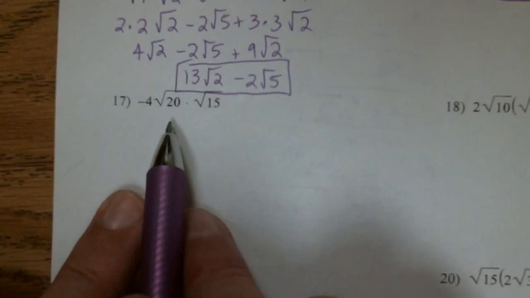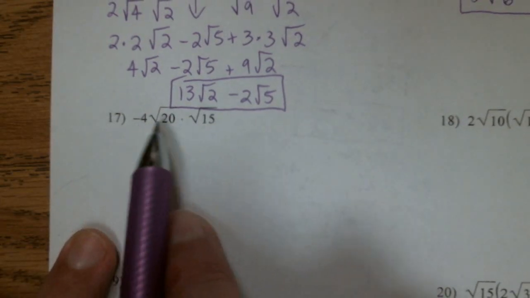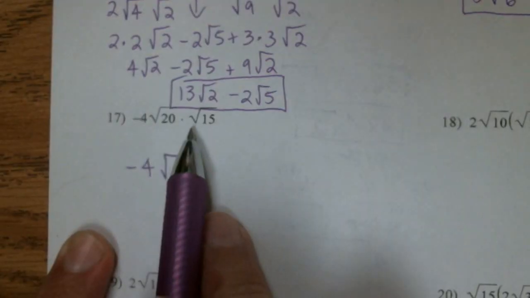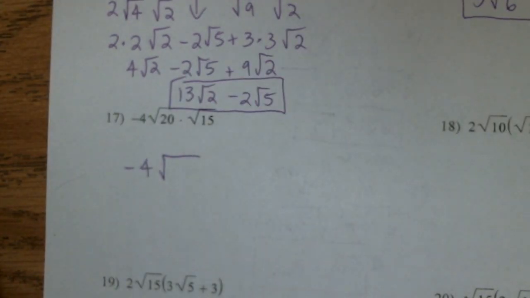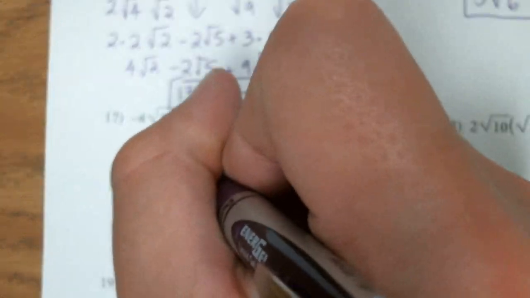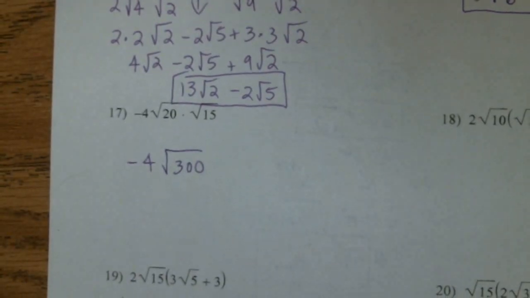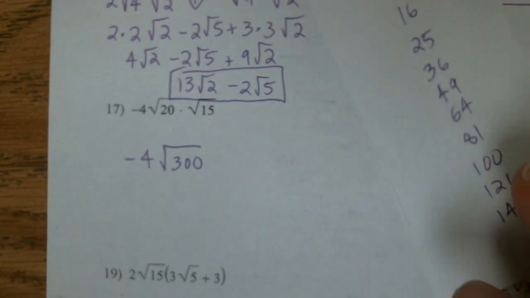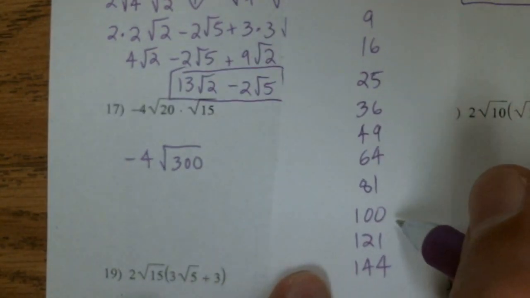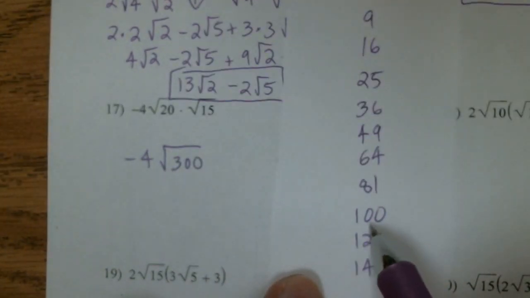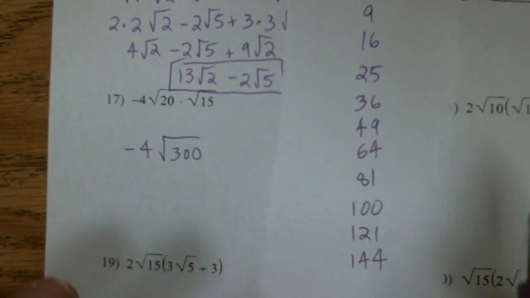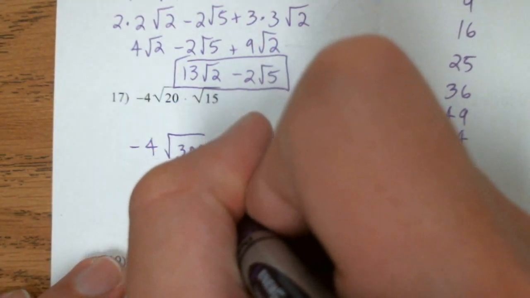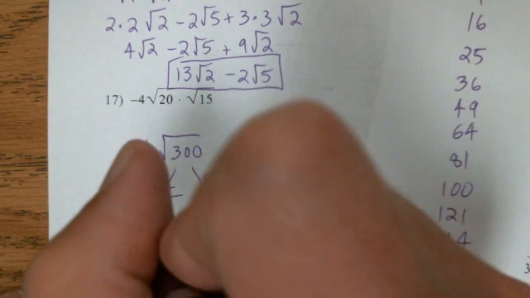Number 17, all right, I'll multiply the coefficients first. Negative 4 times an understood 1 is just going to be negative 4. And then I multiply the square root of 20 times the square root of 15. So I'm going to multiply 20 times 15, and that gives me 300. But you gotta remember, you gotta look to see, is that fully simplified? If we get our cheat sheet back, surely that's a red flag. Hey, wait a minute, one of these perfect squares goes into 300. 100 goes into it. So I can break this down into perfect land and non-perfect land.